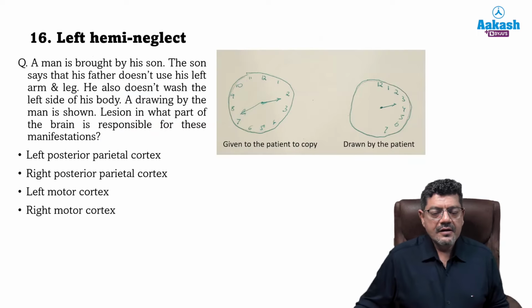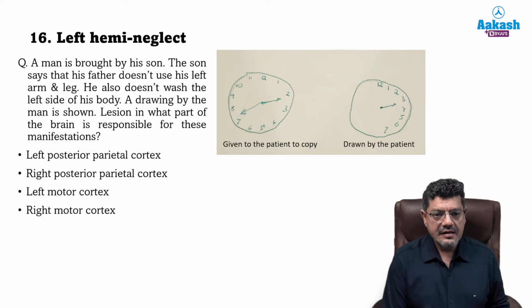Okay, moving on. Left hemi-neglect, they asked you a question on that. A man is brought by his son. The son says that his father doesn't use his left arm and leg. He also doesn't wash the left side of his body. A drawing by the man is shown. Lesion in what part of the brain is responsible for these manifestations?